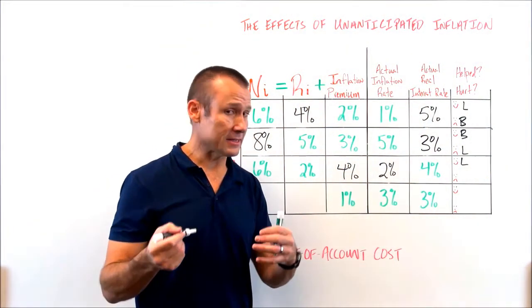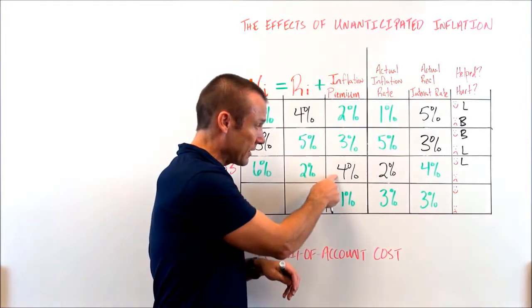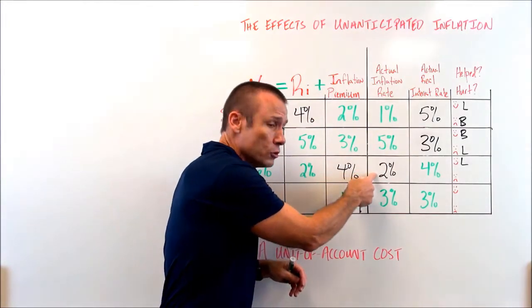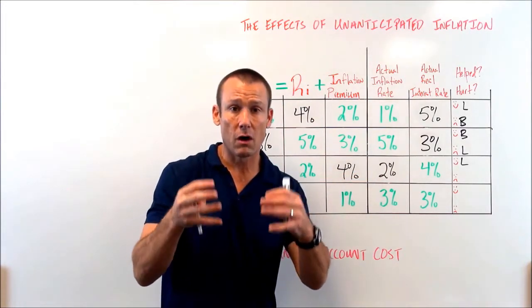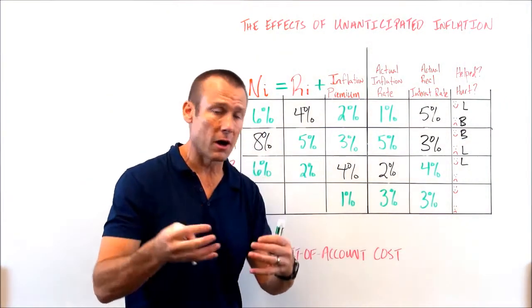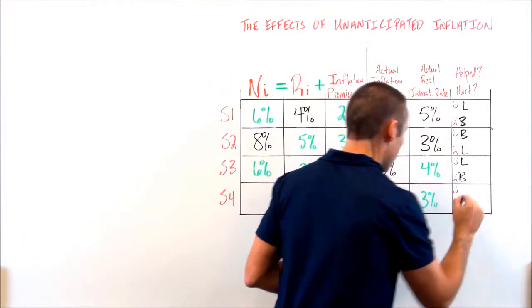Not happy. That asset is worth more than they thought. Remember, they thought that asset was going to lose 4% in value. It only lost 2% in value. The real value of their debt has gone up. The borrower, not happy at all.